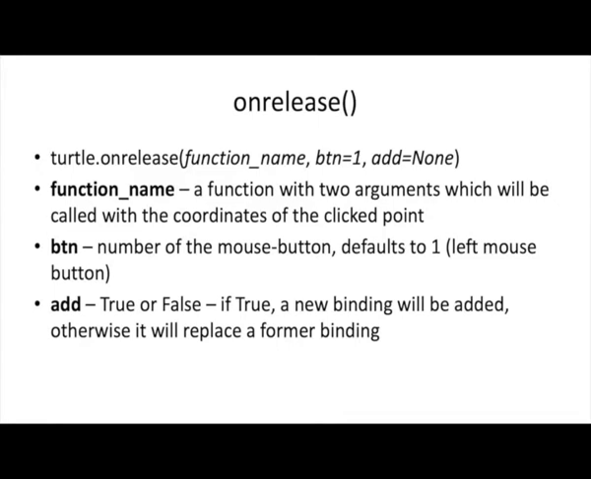First one is function name. A function with 2 arguments will be called with the coordinates of the clicked point. And the second argument is button, which represents the number of the mouse button. The default value will be 1. Then the third argument is add, which will be either true or false. If true, a new binding will be added, otherwise it will replace a former binding.